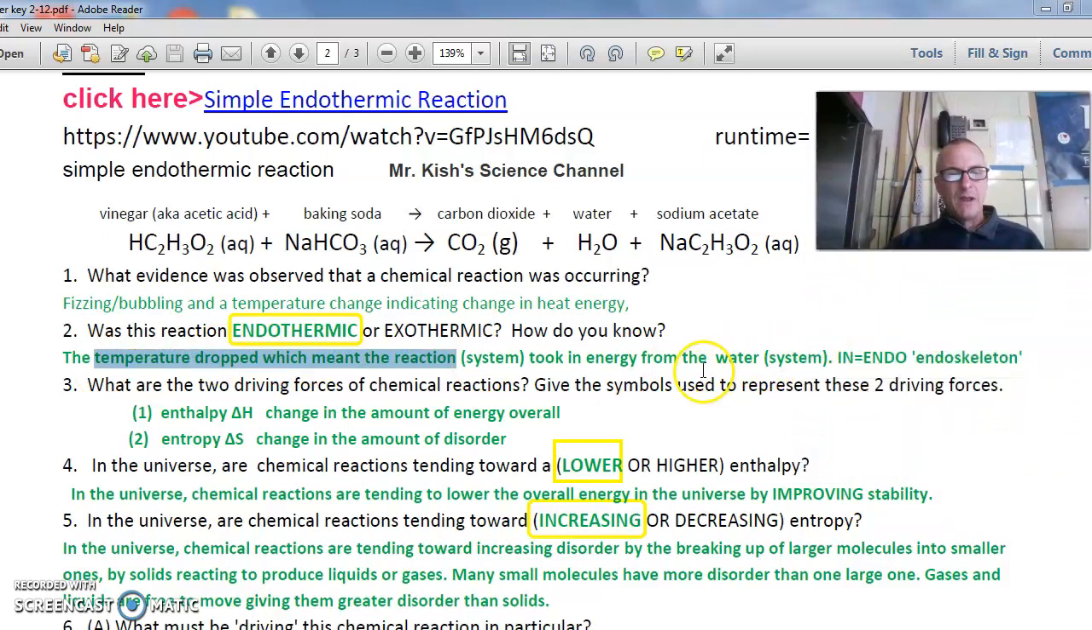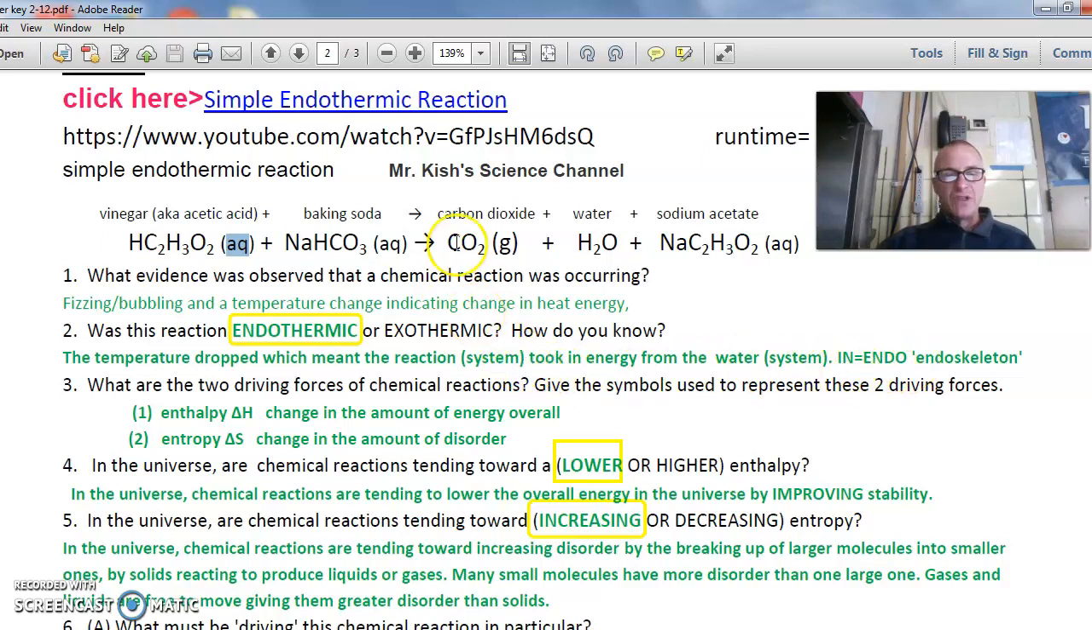The thermometer in there clearly dropped. Energy must have been going into the reaction. The thermometer was in the water. The water was the surroundings. The water is where the chemical reaction was taking place, but energy went from the water into the reaction. The water was the surroundings. The AQ was the surroundings. That was the water that had dissolved this stuff. And the temperature in the water went down, which meant energy was leaving the water to go into the chemical reaction.